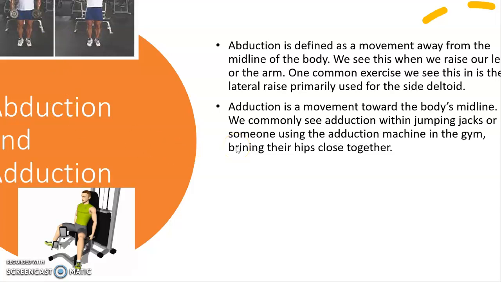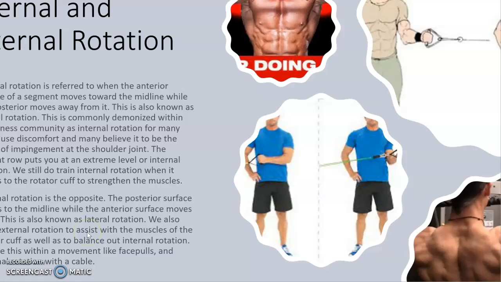Adduction is a movement towards the midline of the body, and you can commonly see this in a jumping jack when you return to the starting position, or simply the adduction machine in the gym, because there's not really any other exercises we train adduction in, I'd probably say. We also see this in the hip, the complex of the adductors and the abductors for the hips, and that's why we're training this right here.